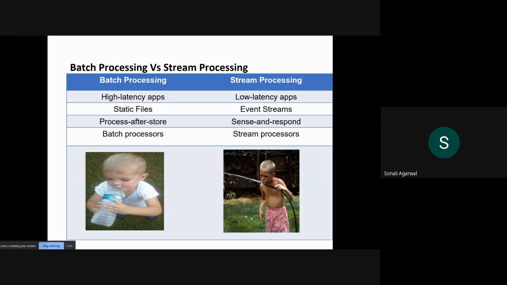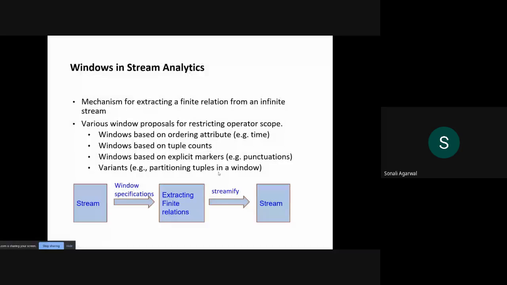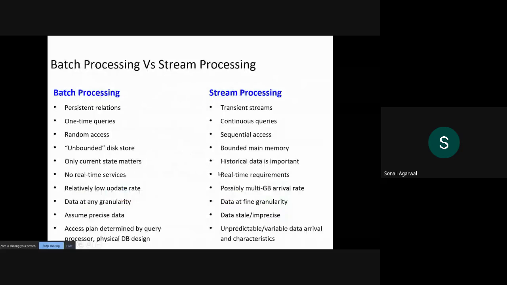these are low latency applications. Most of the time they are event streams, so the data is generated with the help of certain events, and as an output we again have to invoke further events. The idea here is to sense and respond immediately. So the typical batch processors will not work here; we have to deal with stream processor engines.